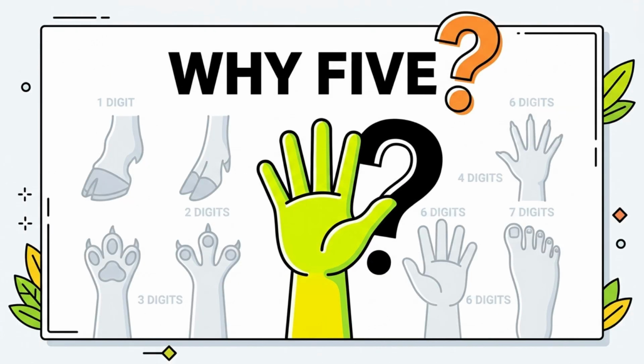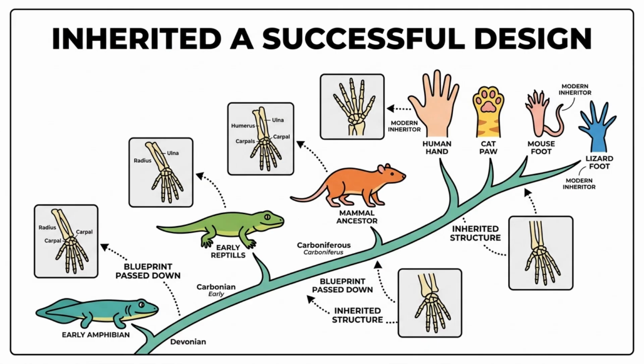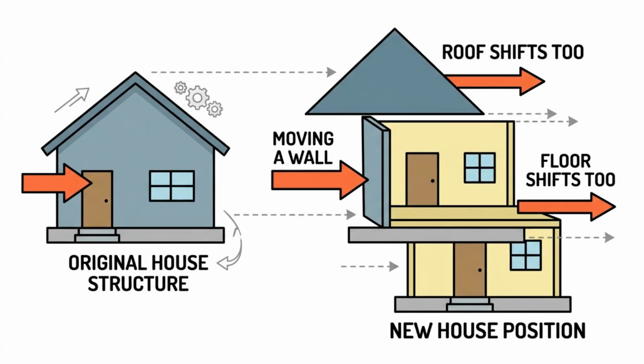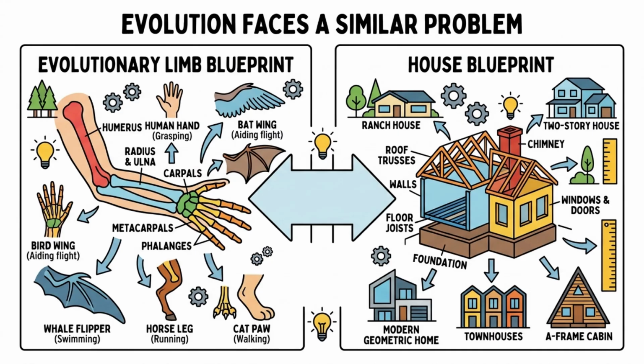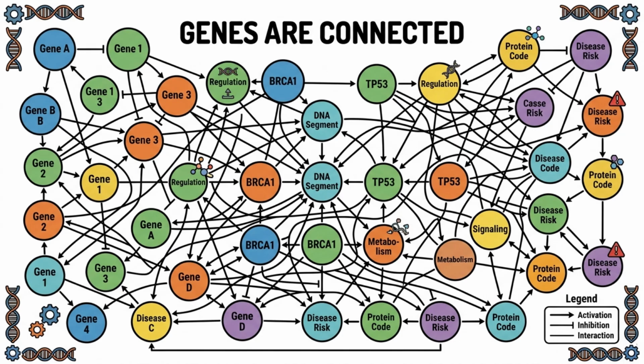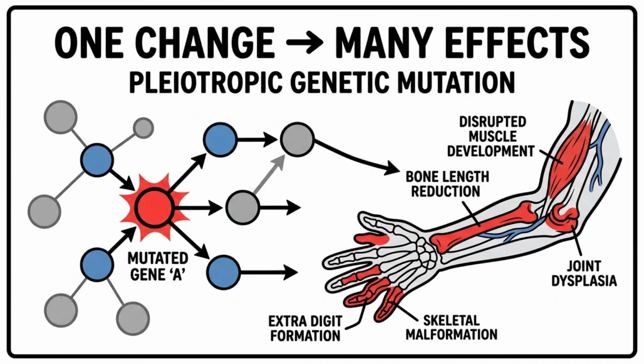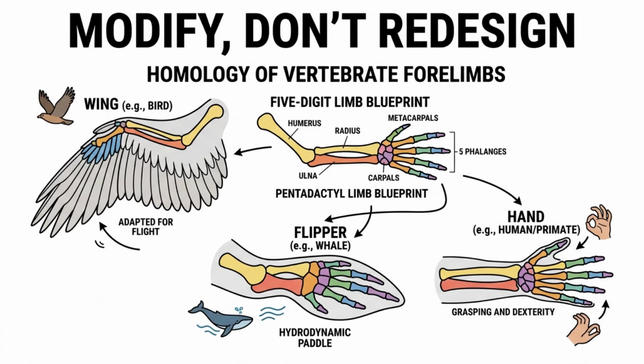So what happened? Why did 5 survive? The simplest answer is that evolution inherited a successful design. Once a basic body plan becomes established, changing it can be difficult. Imagine building a house. If you want to move one wall, you may have to move everything connected to it. Evolution faces a similar problem. Genes do not operate in isolation. They interact. Development unfolds through networks of biological instructions. Changing one part can affect many others. So once 5-digit limbs became common, evolution had a strong reason to modify them, rather than completely redesign them.